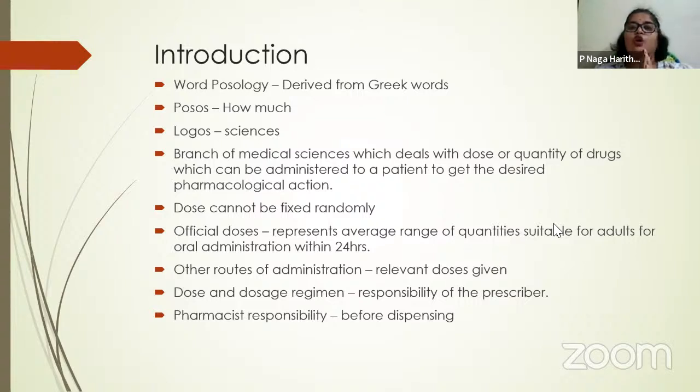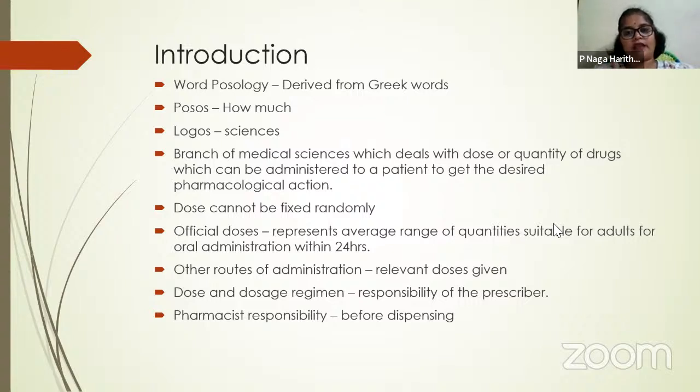Yes, it is your responsibility. Okay, so here, why is the pharmacist also responsible? Because you are a part of the healthcare family, where you're also responsible for the health of the society.